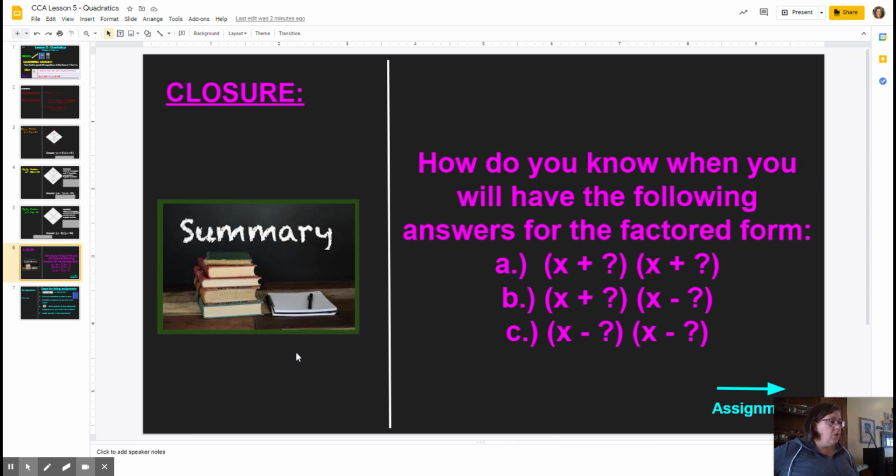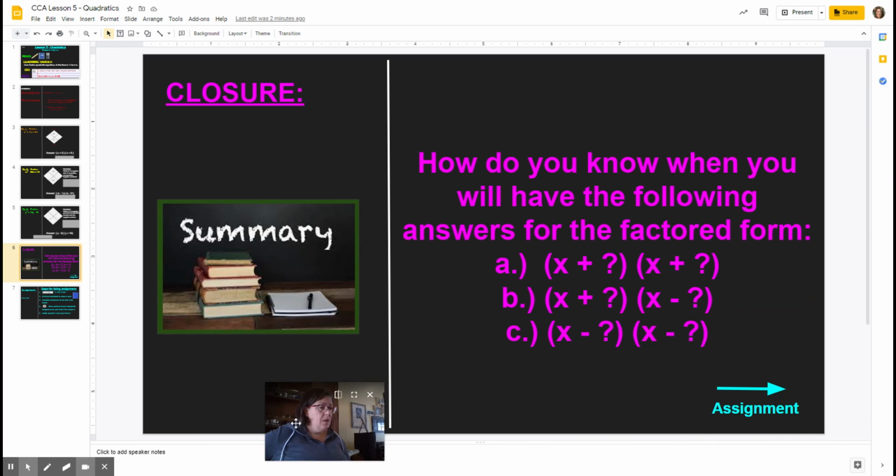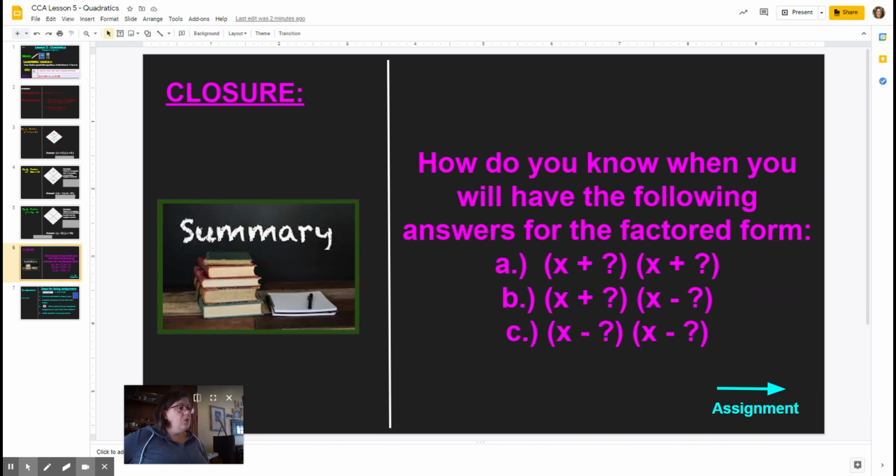All right, so here is your closure for today. How do you know when you will have the following answers for the factored form? So how do you know when you're going to have both pluses inside your parentheses? How do you know when you might have one addition, one subtraction? And how do you know when you're going to have subtraction in both of them? Take a moment and write that down, please.